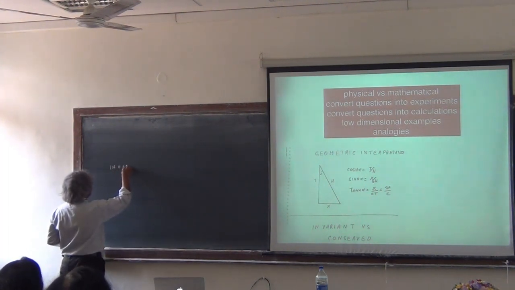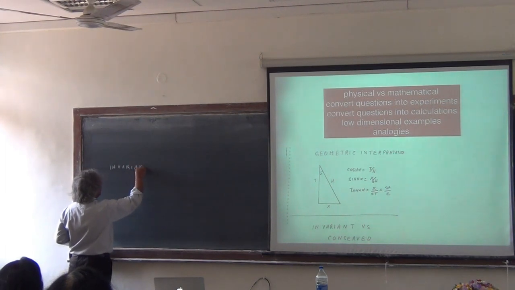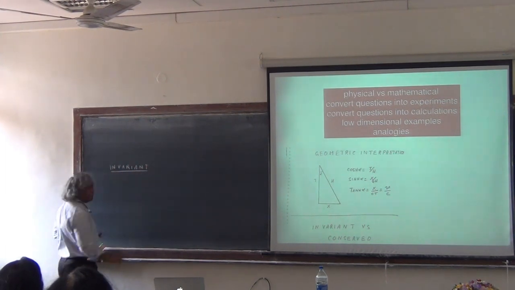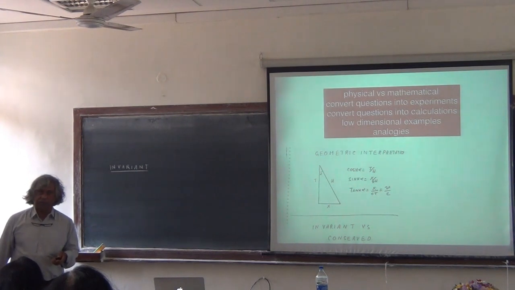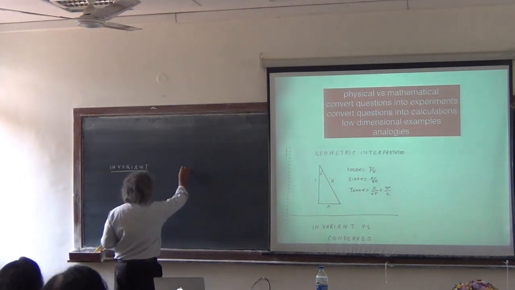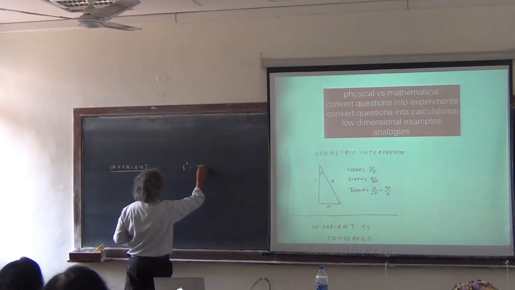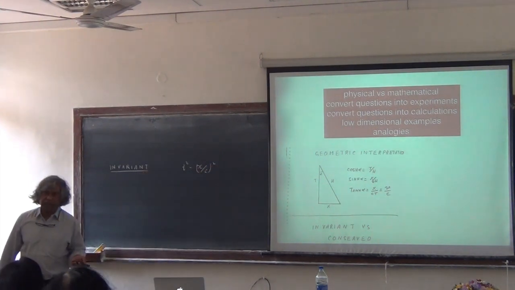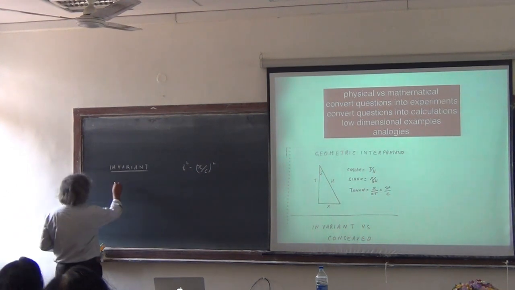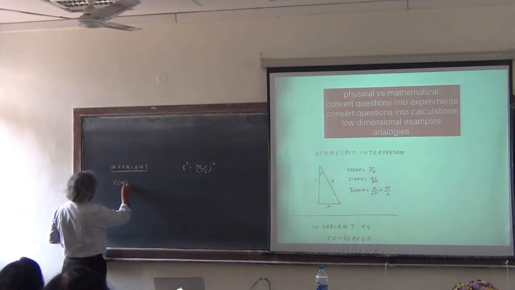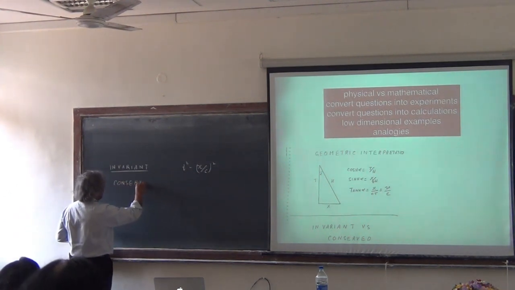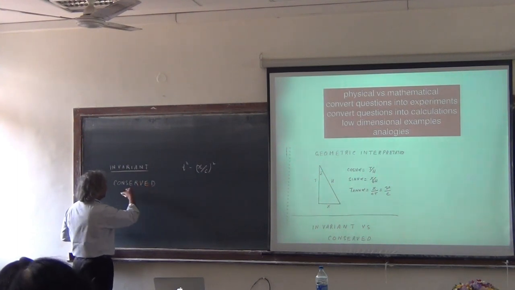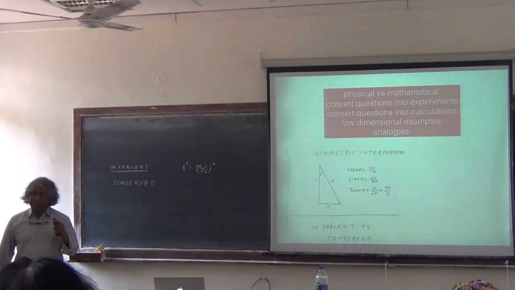And I want to explain the difference between these two words. A quantity is said to be invariant if it's the same for all observers. An example of an invariant is t squared minus (x over c) whole squared. This is invariant because it's the same for all observers. And by conserved, I mean that this is a quantity which is independent of time for the same observer.